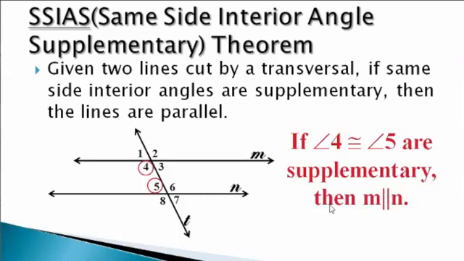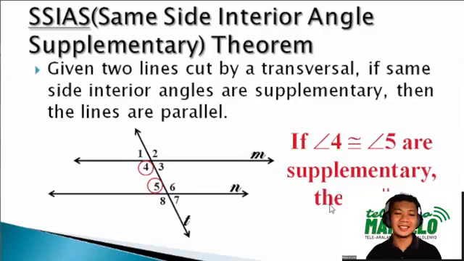So if angle 4 and angle 5 are supplementary, let's say for example, angle 4 measures 100 degrees and angle 5 measures 80 degrees, which are a total of 180 degrees, proven that they are supplementary, then line M is parallel to line N. What are the other same side interior angles that can be used for this SSIAS theorem?